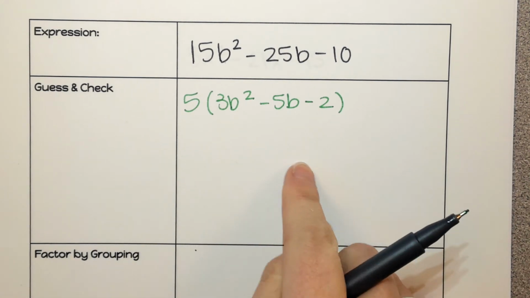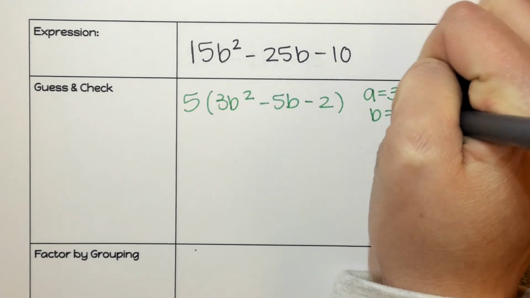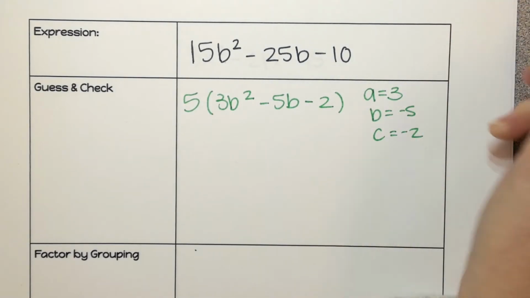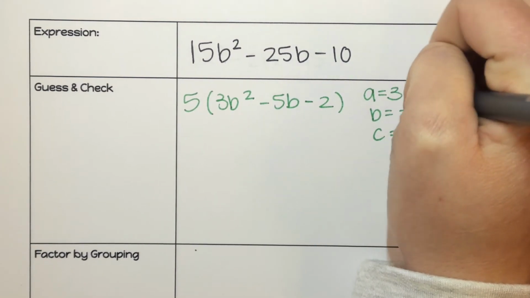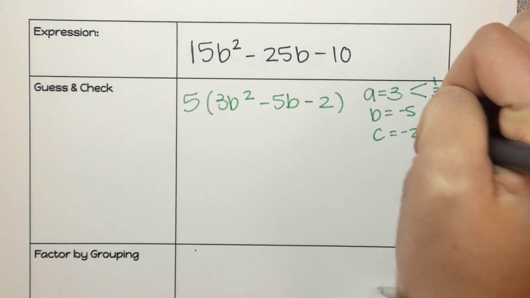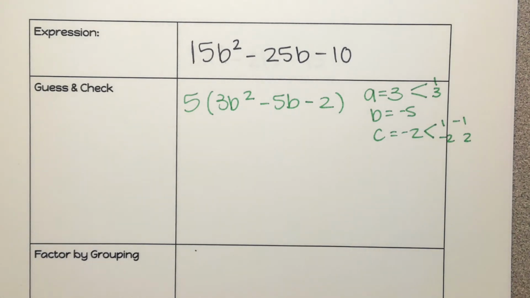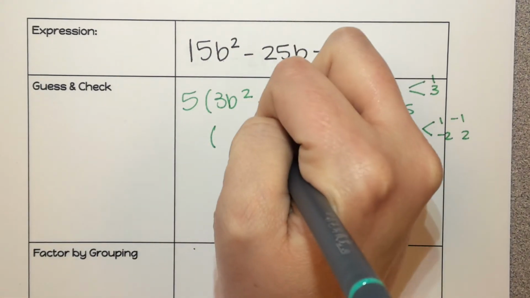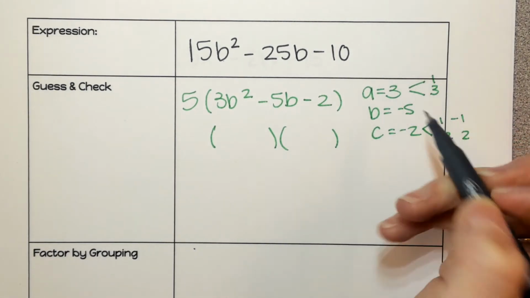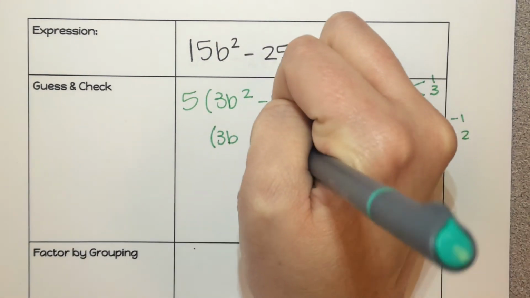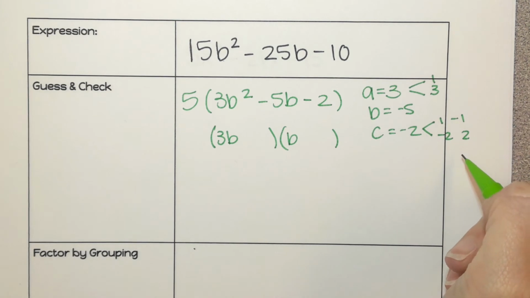So using guess and check, I need the factors of a. So my a is 3, my b is negative 5, and my c is negative 2. So I need factors of a and factors of c. So my factors of 3 are 1 and 3. My factors of negative 2 are 1 and negative 2, or negative 1 and positive 2. All right, so I'm going to get my two binomials ready. And I only have one option here for my factors of 3, so I'm going to go ahead and say 3b and b.